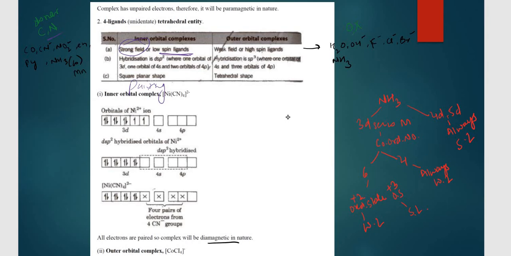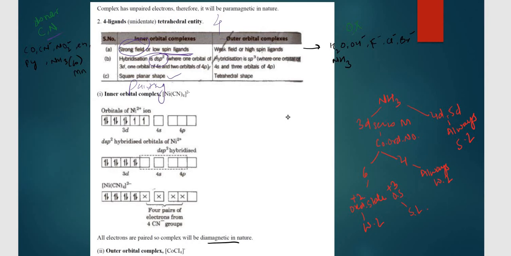And which are the strong ligands? Where the donor site is carbon or nitrogen. Ligands like CO, CN negative, NO2 minus, ethylenediamine, pyridine, or ammonia with cobalt or manganese. So when we have a central metal cobalt or manganese and a ligand ammonia, these all are strong field ligands. They make low spin complexes. They push electrons, pairing happens. For example, if coordination number is 4, then hybridization is dsp2 and geometry will be square planar.